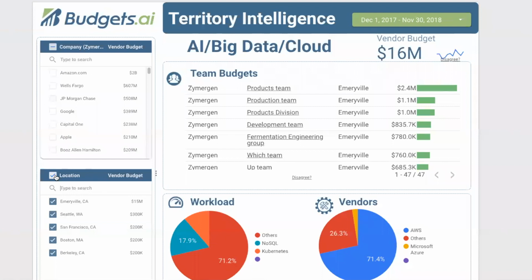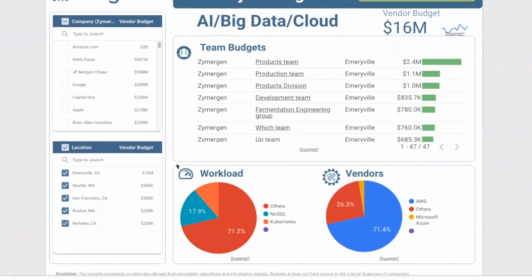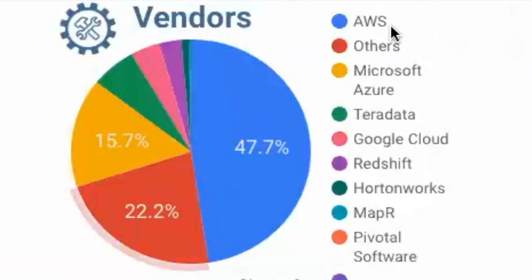The Budgets.ai application is configured for specific topics. And one of the topics that we have looked at is on AI and big data and cloud-related budgets. So that's one topic. And one of the things that comes up immediately is, okay, who are the vendors in this space? So AWS, Microsoft, Google Cloud, Teradata, Hortonworks. So these are all the vendors in that space.